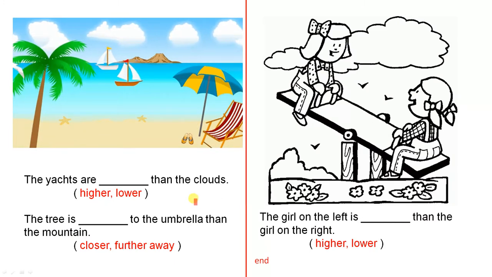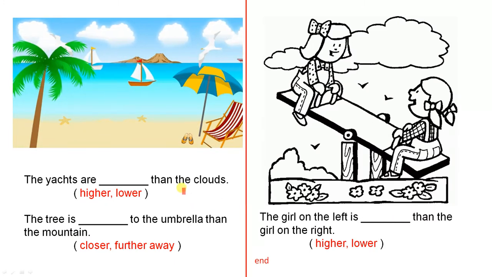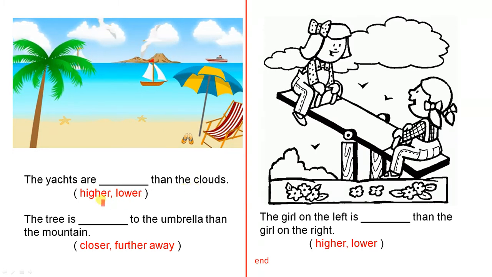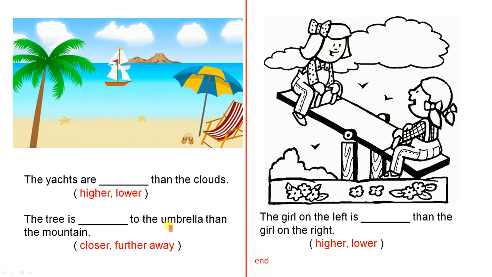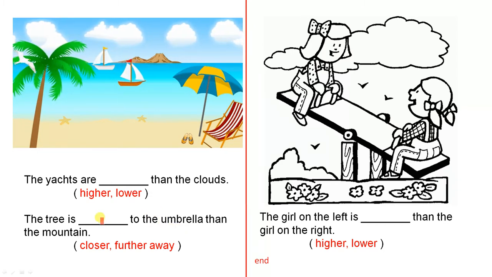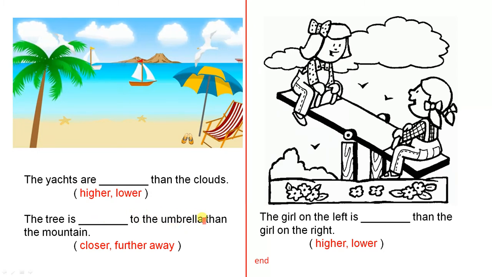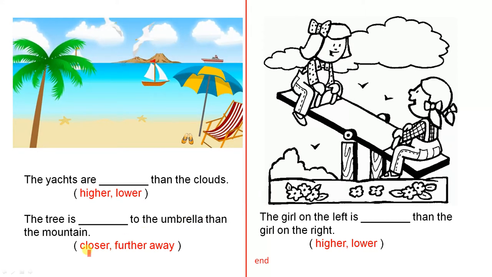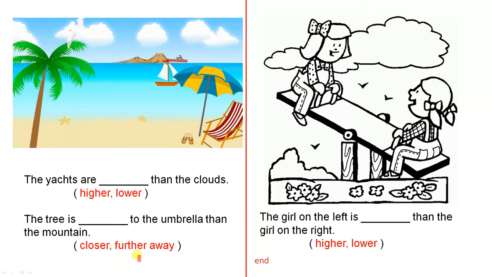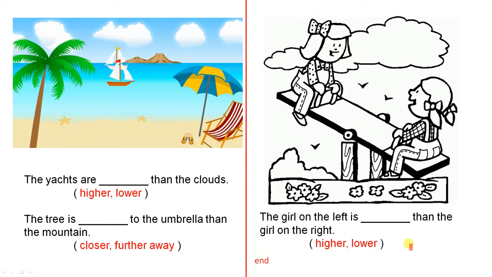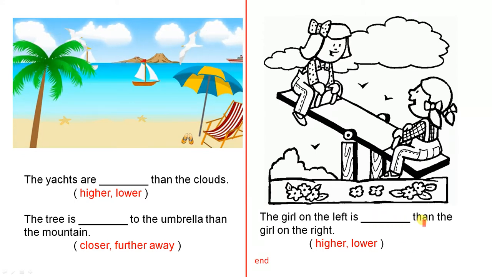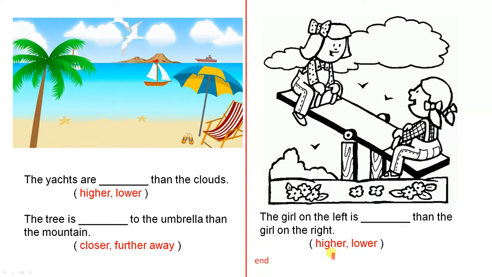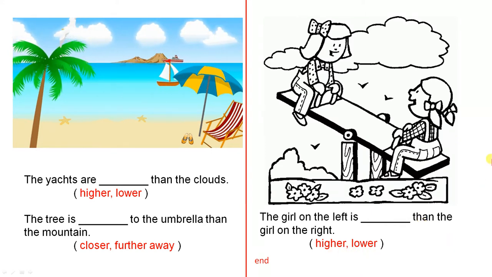The yachts are than the clouds, so it'll be higher or lower. The tree is to the umbrella than the mountain. The choices will be closer or further away. The girl on the left is than the girl on the right, and the choices are higher and lower.